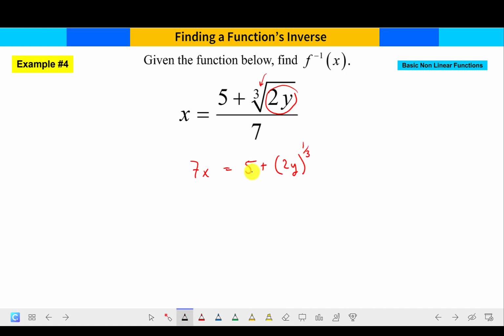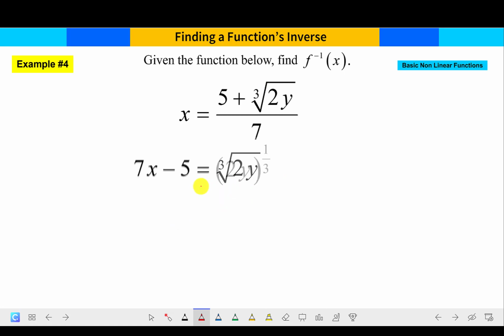So now the next thing, I'm going to go ahead and subtract 5 from both sides. So I'll have 7x minus 5 equals 2y, and this whole thing, because this whole thing is underneath the radicand up here. Now I have to undo this 1/3. And of course, what I'm going to do is cube both sides. But remember, if I cube this side, I'm not cubing each one of the terms. I'm cubing the whole thing. So be careful with that.